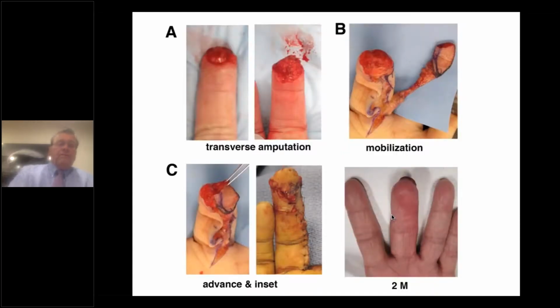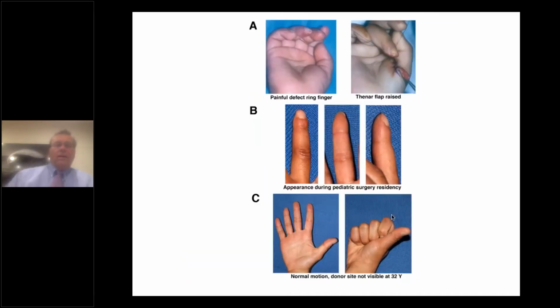Now, the same type of procedure, this is a proximally based island flap. It's just advanced to the tip as a V to Y, and very simple, elegant solution that puts glabrous skin exactly where we want it. I remembered this girl very well.